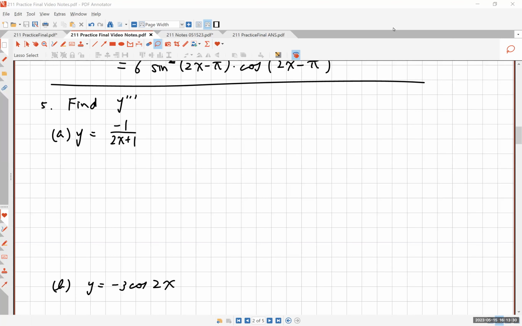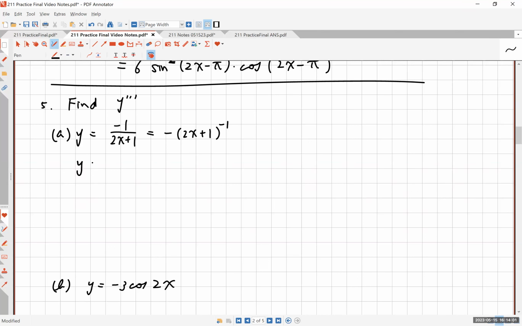All right, so number 5, we are to find the first, second, and the third derivatives of these two functions. The first one of which is y is equal to negative 1 over 2x plus 1 in the denominator, in the quantity. So I think because we have to do this several times, the multiple derivatives, let's go ahead and write this as negative 2x plus 1 to the negative 1.